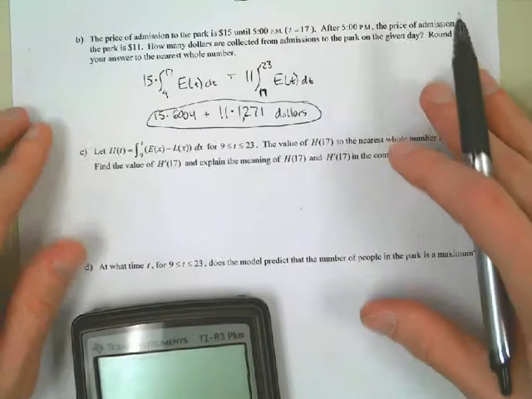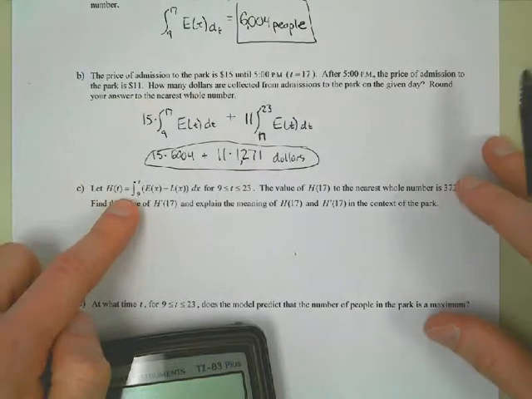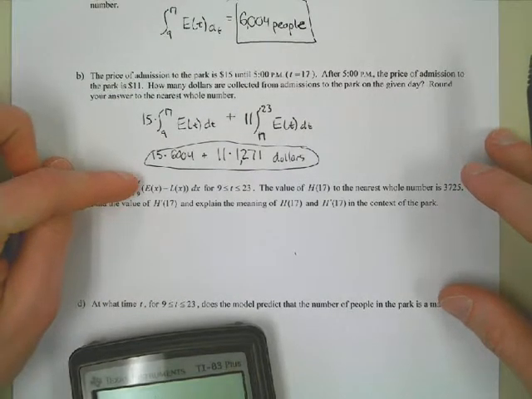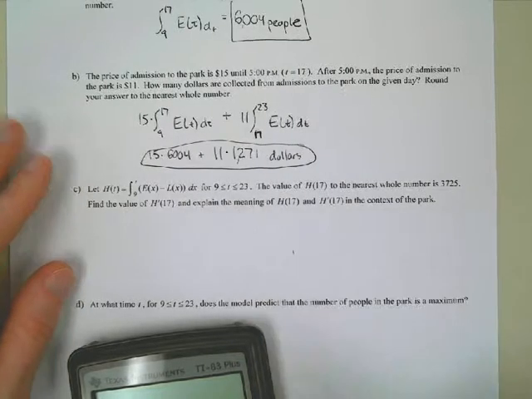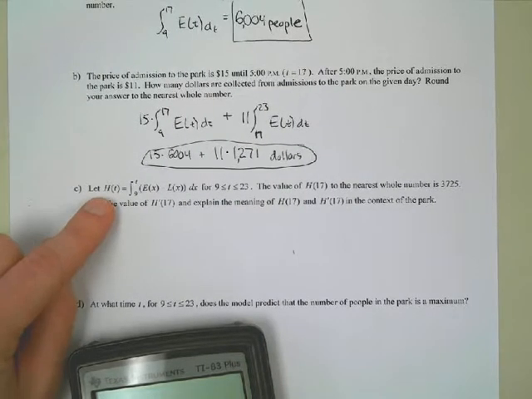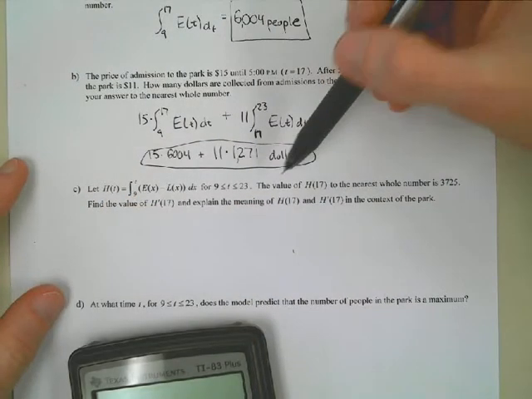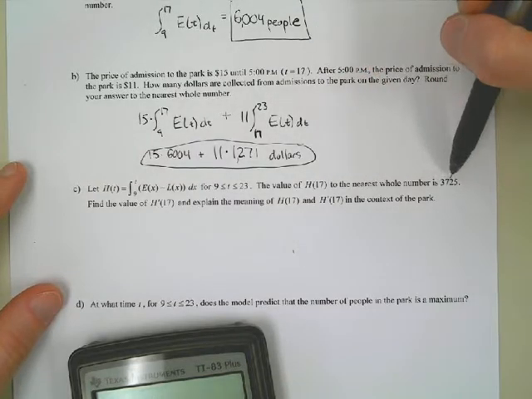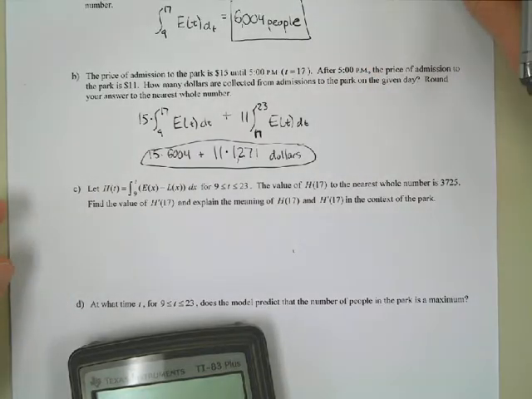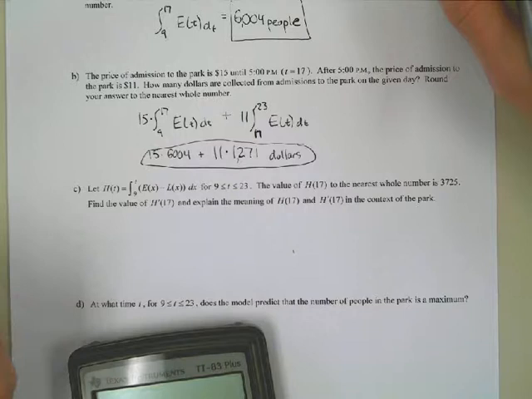All right, letter C. Let h of t, capital H of t, equal the integral from 9 to t of e of x minus L of x dx, for t from 9 to 23. So now we have a function defined by the integral here. The value of h of 17 to the nearest whole number is 3,725. Find the value of h prime of 17 and explain the meaning of both h of 17 and h prime of 17 in the context of this part of the problem.